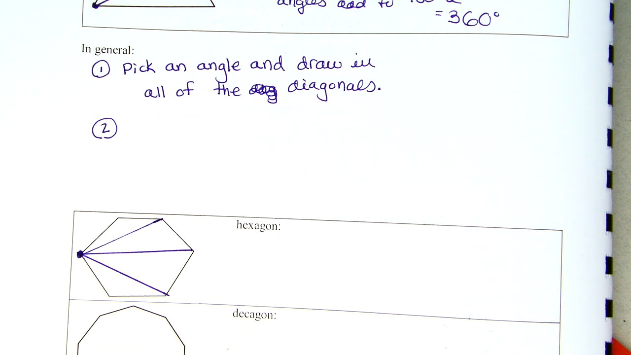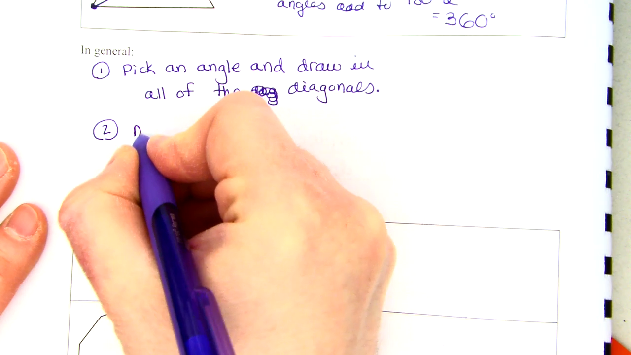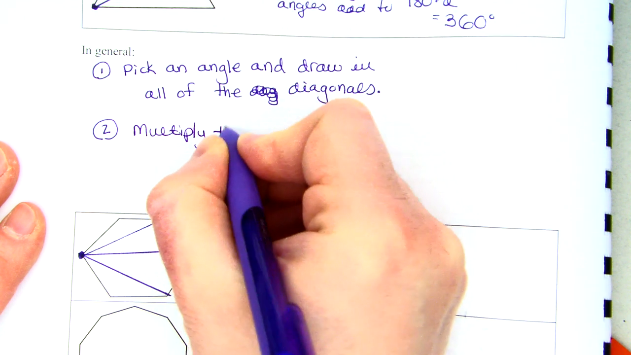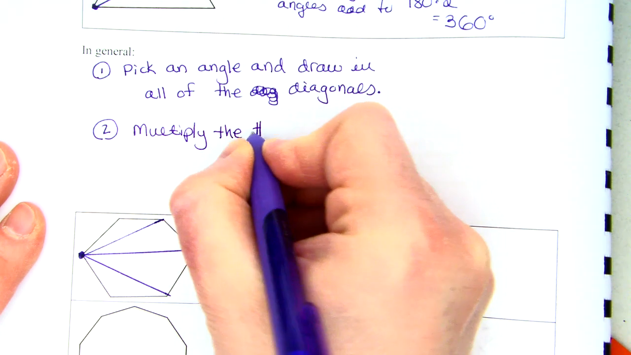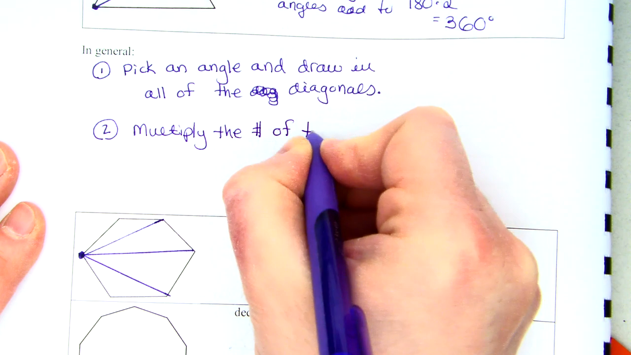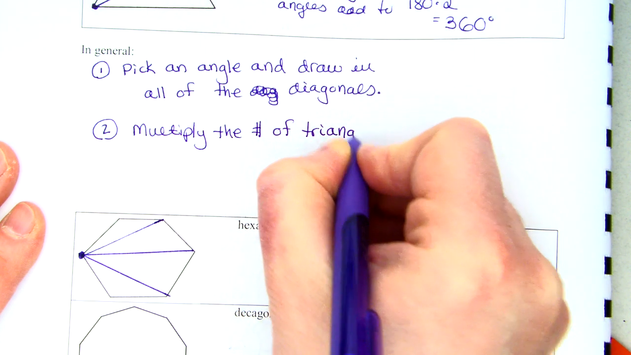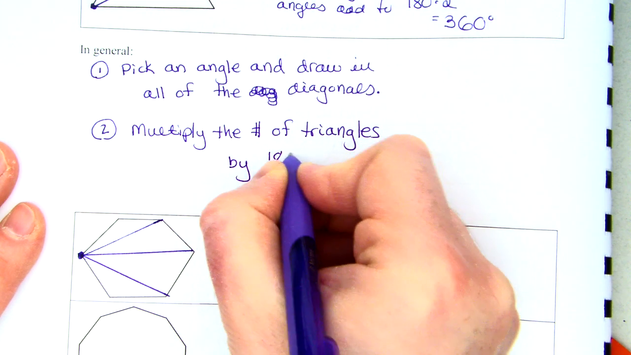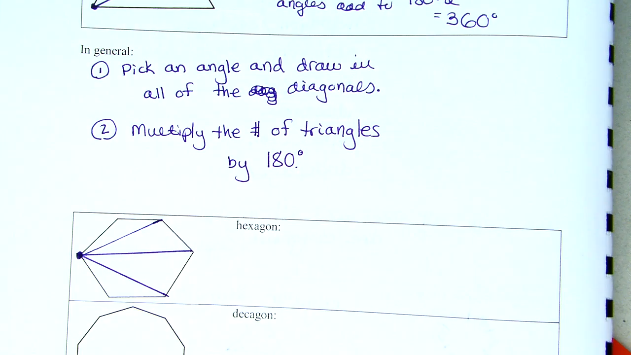We're going to multiply the number of triangles by what? How many degrees in one triangle? 180. We're going to multiply the number of triangles by 180 degrees.